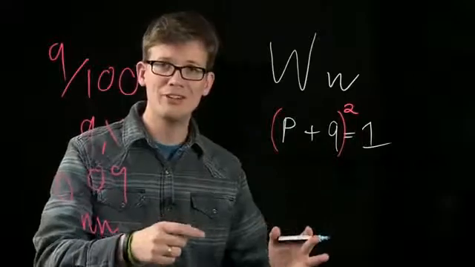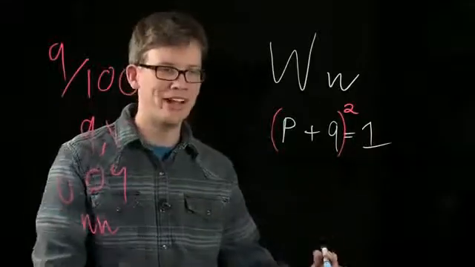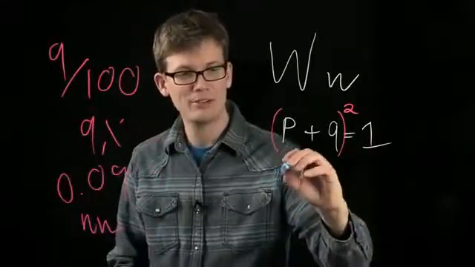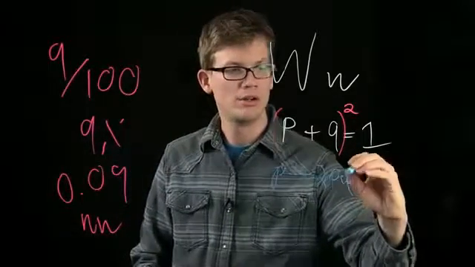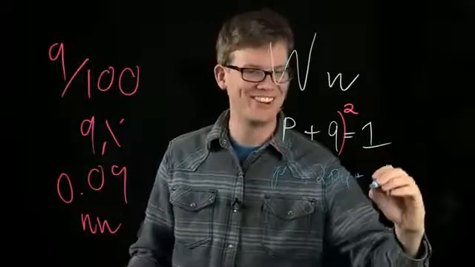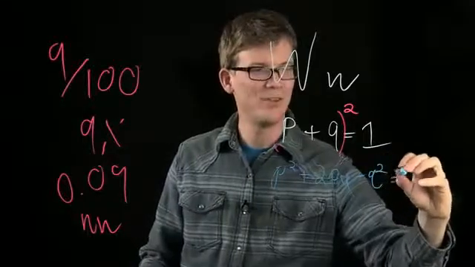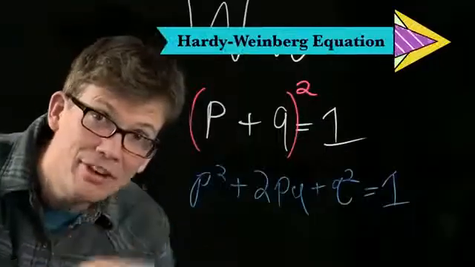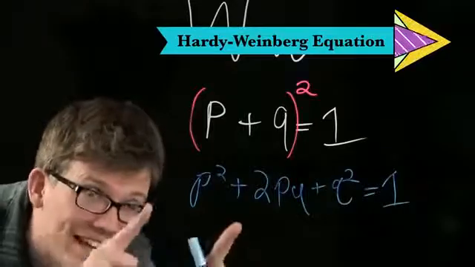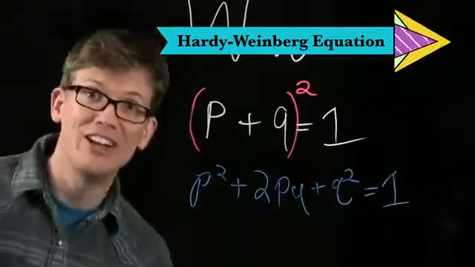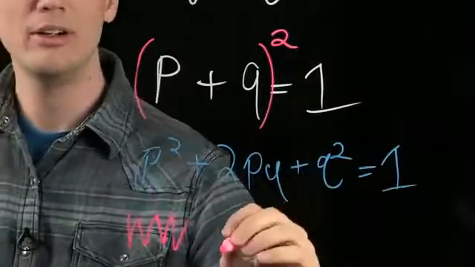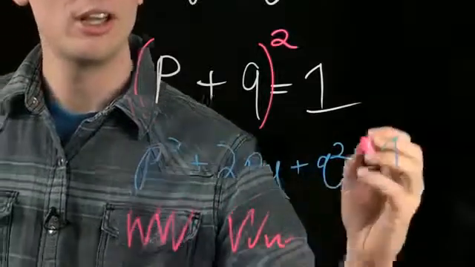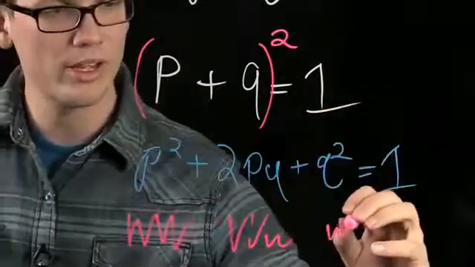And when we square that equation, if you remember algebra at all, you get p squared plus 2pq plus q squared equals 1. And that, my friends, is what Hardy and Weinberg did, and it is the Hardy-Weinberg equation. So p squared is the odds of it being a WW. This 2pq here is the heterozygotes, and the q squared is the homozygous recessive.